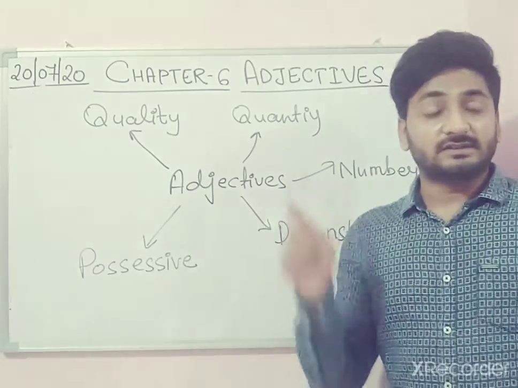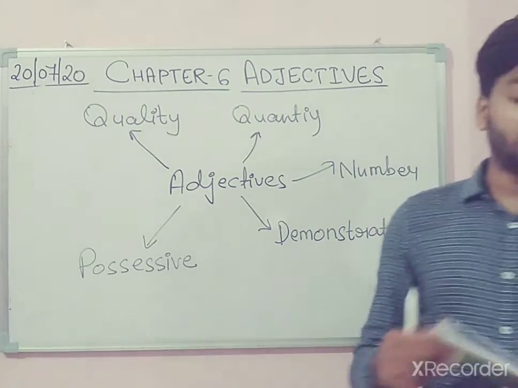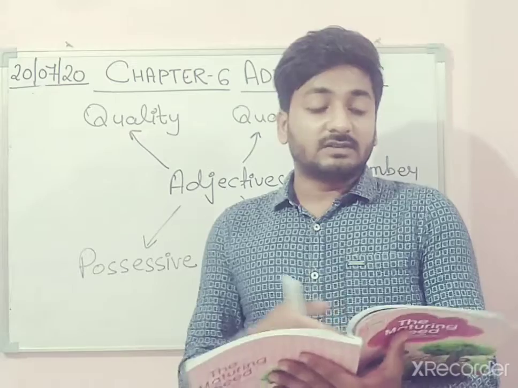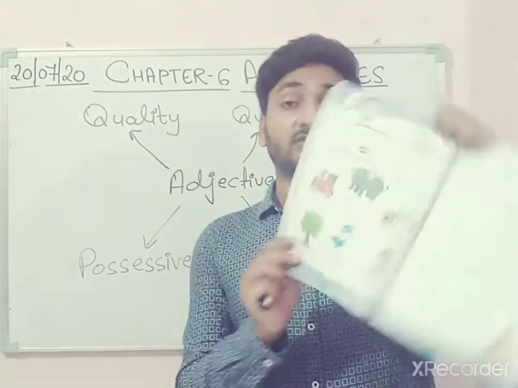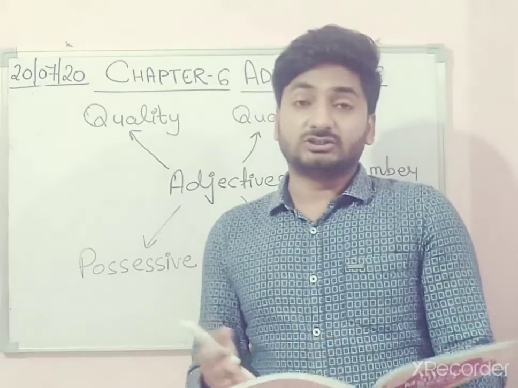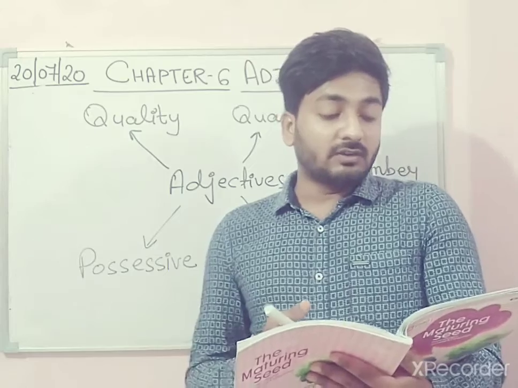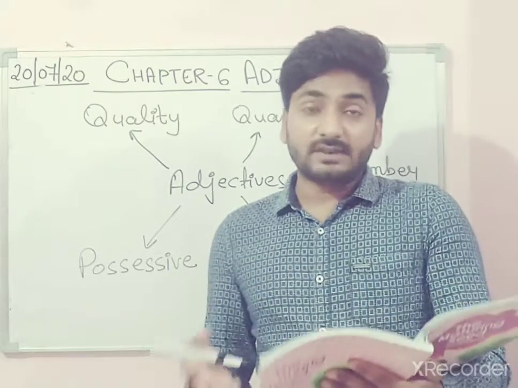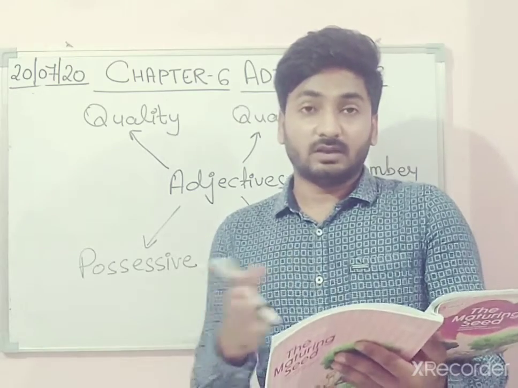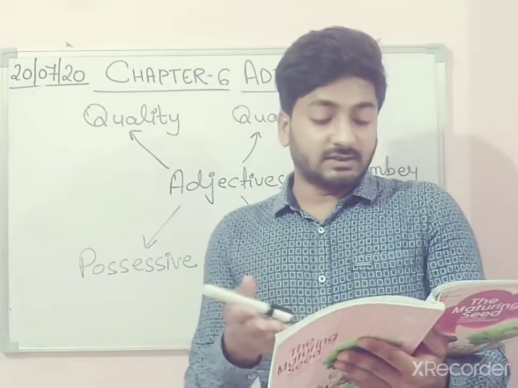Okay, now let's start with the exercise. Exercise 6a, you can do it yourself. You just have to write a suitable adjective to describe each one, which is given on page number 40. So for elephant you can write huge or grey, its color is grey. And for train you can write large or heavy. And for tricycle you can write 3 wheels. Okay, 3 wheels. Or you can write its color as well.